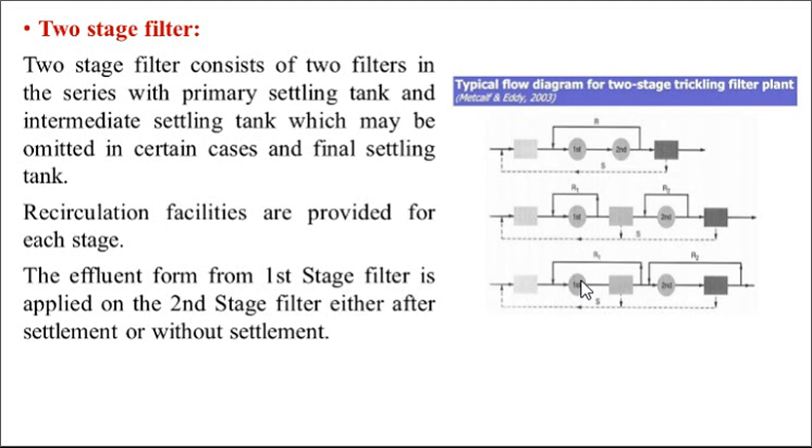R1, this is the first trickling filter, this is one sedimentation tank, and after that recirculation R1 is done like this, and this is the second trickling filter, and this is secondary sedimentation tank, and the recirculation is done like this. So in this way, in case of a single stage trickling filter and two stage trickling filter, the recirculation is done properly so that the maximum efficiency can be achieved from both the filters. So this is all about single stage trickling filter and two stage trickling filter.